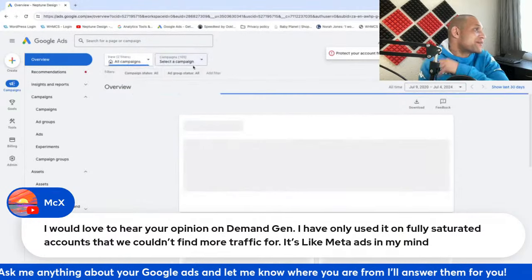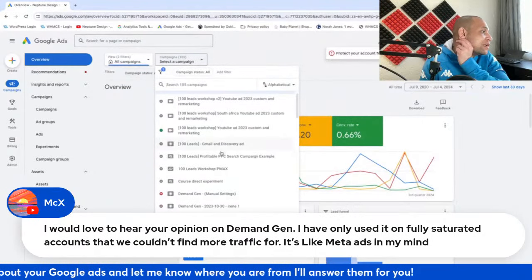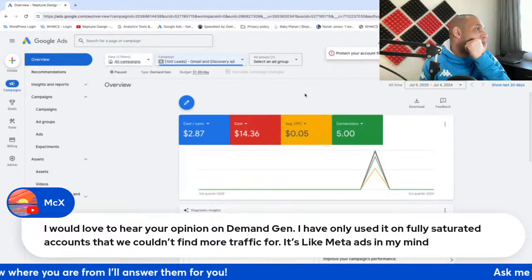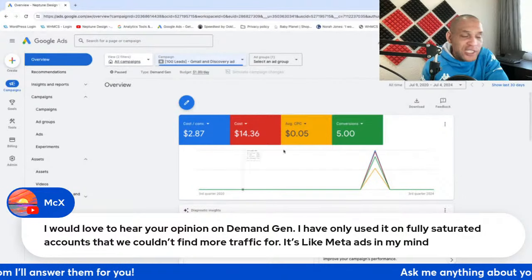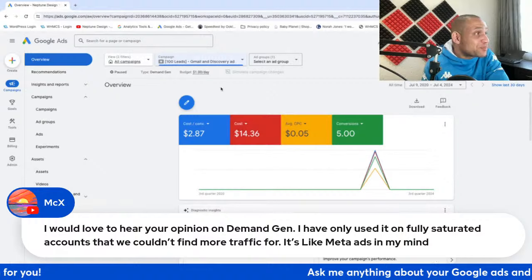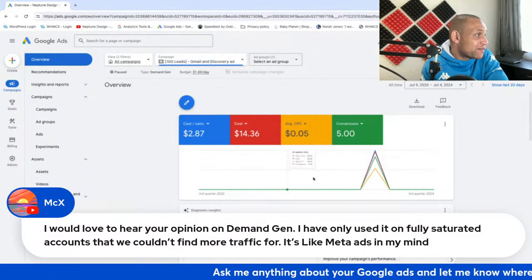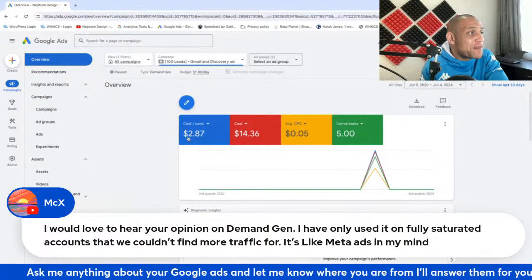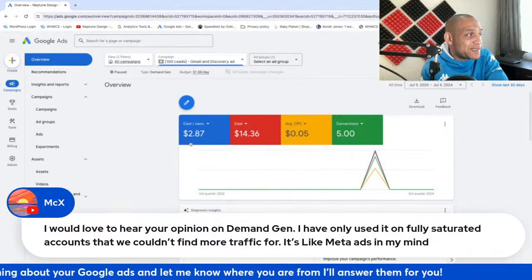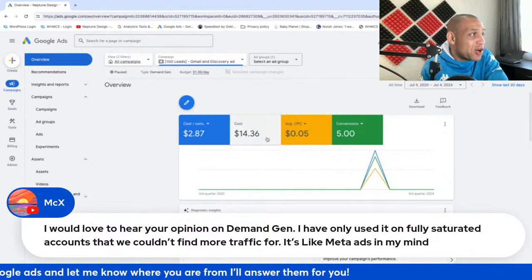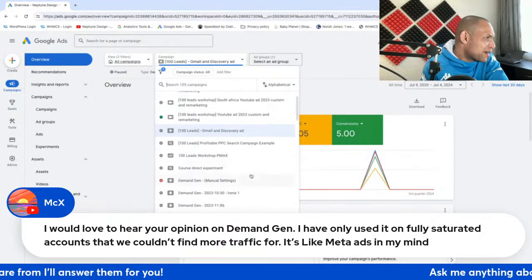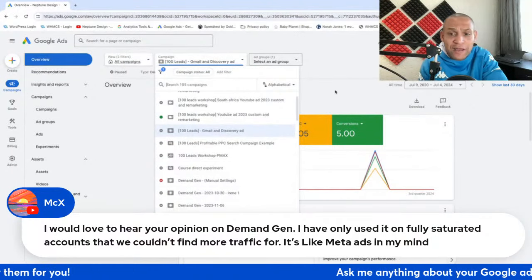I'm going to say all campaigns. And let's see if I can find my Gmail. There we go. So these used to be the old Gmail and Discovery ads. And what I found with these is I've got my all-time performance on here. And as you can see, I didn't spend much money on them. But what I tend to find with these campaigns is they can give me super cheap cost per conversions from time to time. I think I have a few more in here. I might have one or two more in there as well.